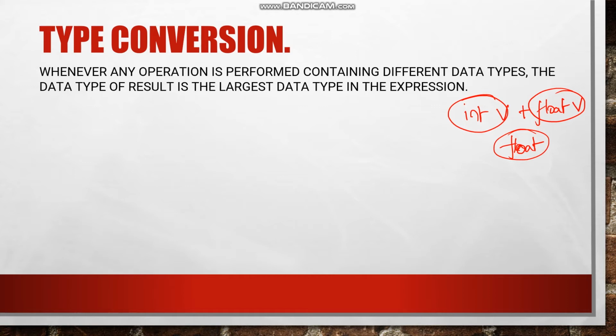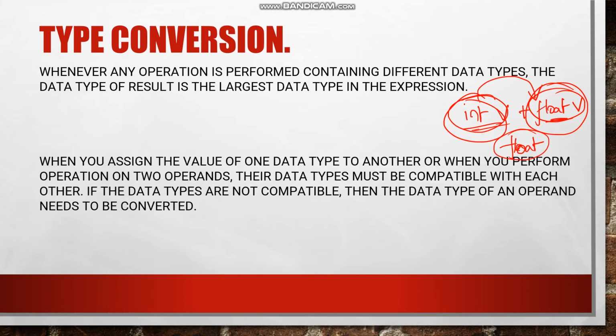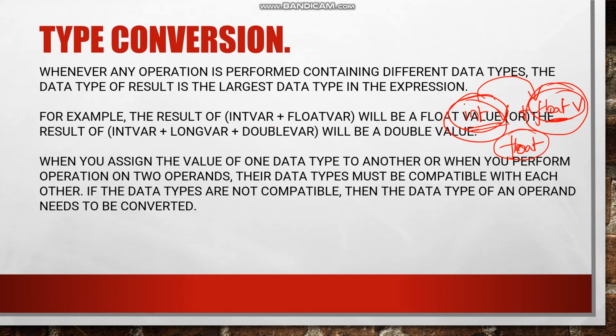When you assign the value of one data type to another, or when you perform an operation on two operands, their data types must be compatible with each other. If the data types are not compatible, then the data type of an operand needs to be converted. Integer and float are not the same data type, so this needs to be converted. This is called type conversion, or typecasting.